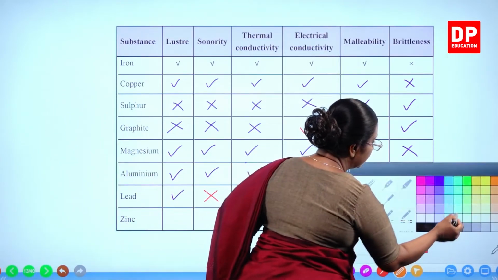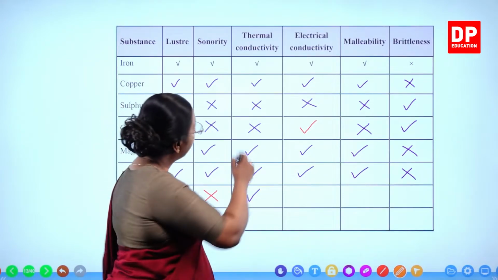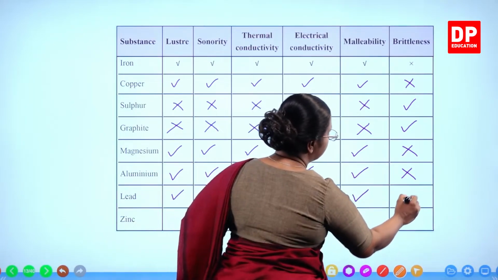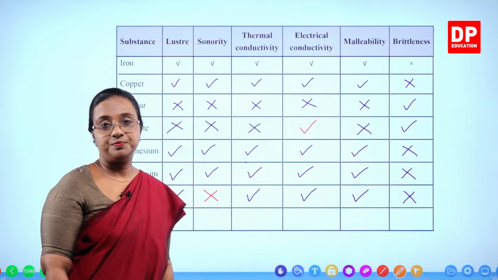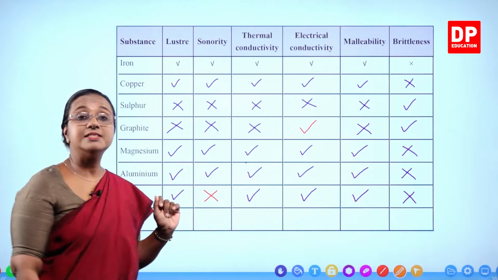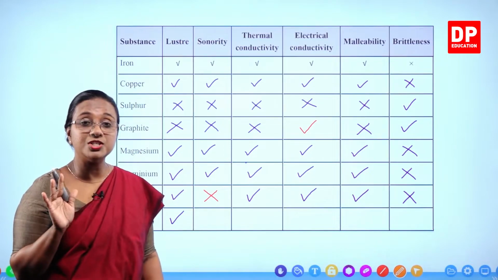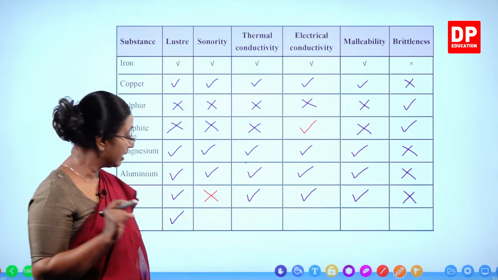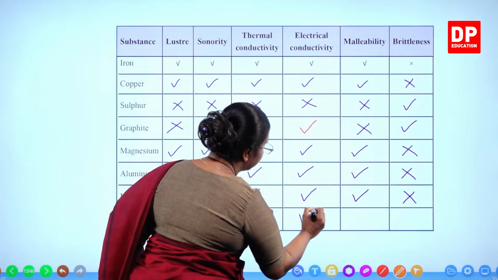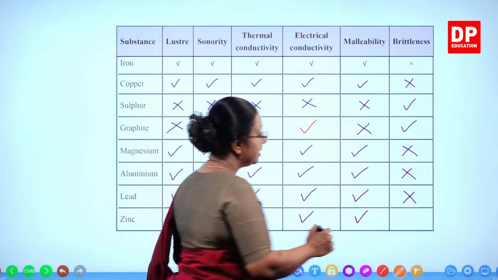Then if you look at the thermal conductivity, yes, lead conducts heat and also it can conduct electricity. It is malleable, but it is not brittle. These are the properties of lead. Then if you take zinc, zinc again has the luster shine, that is also a brownish color. Shiny metal, then sonority is there, thermal conductivity, electrical conductivity and malleability is there. But it is not brittle.